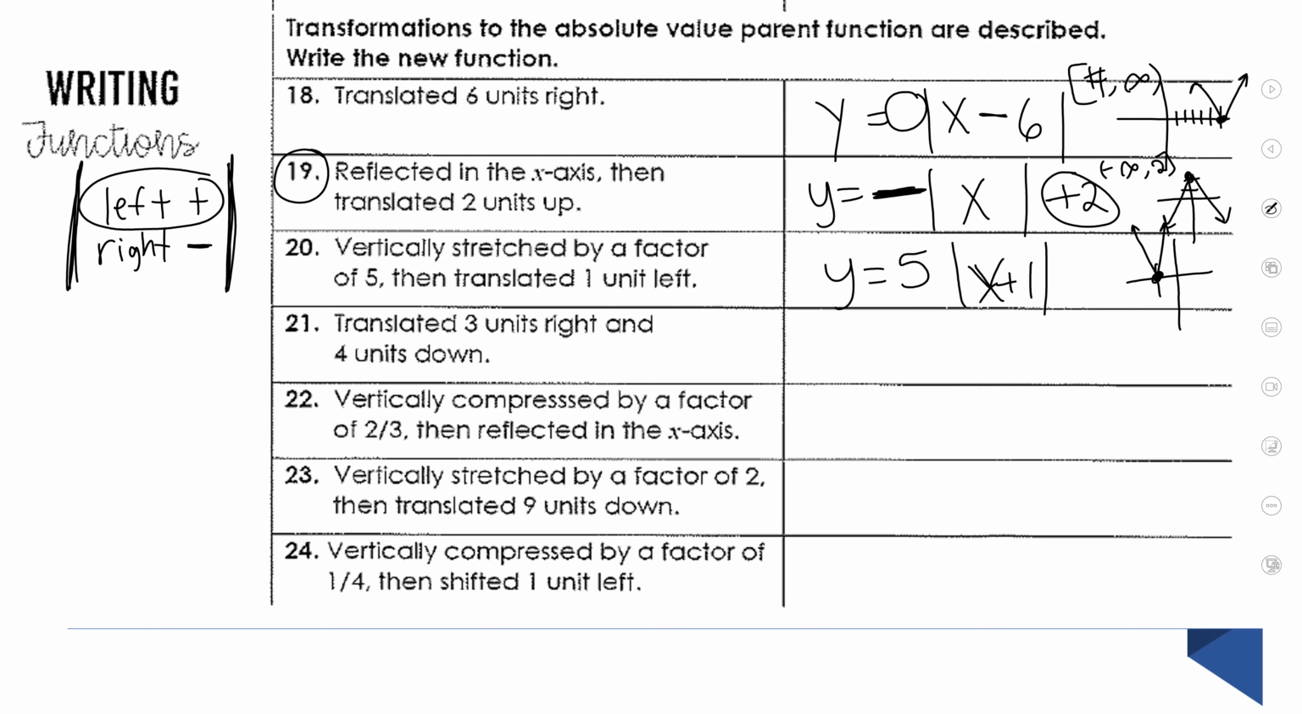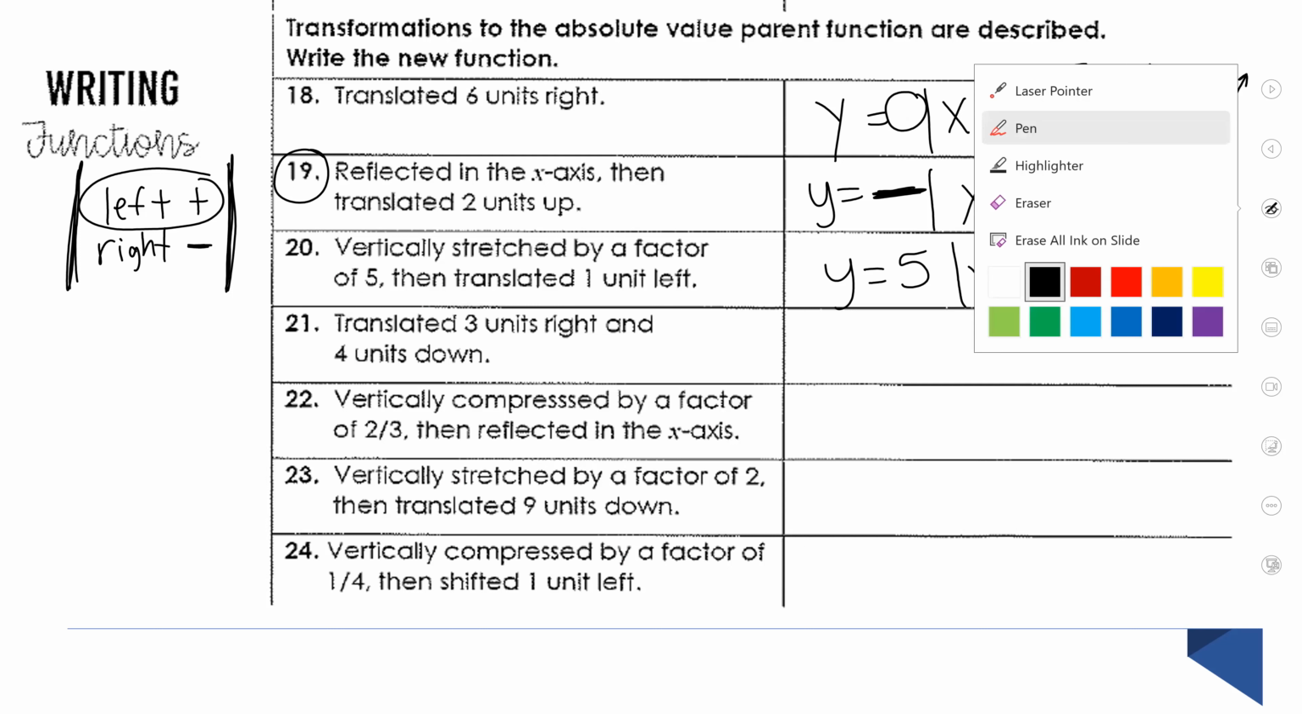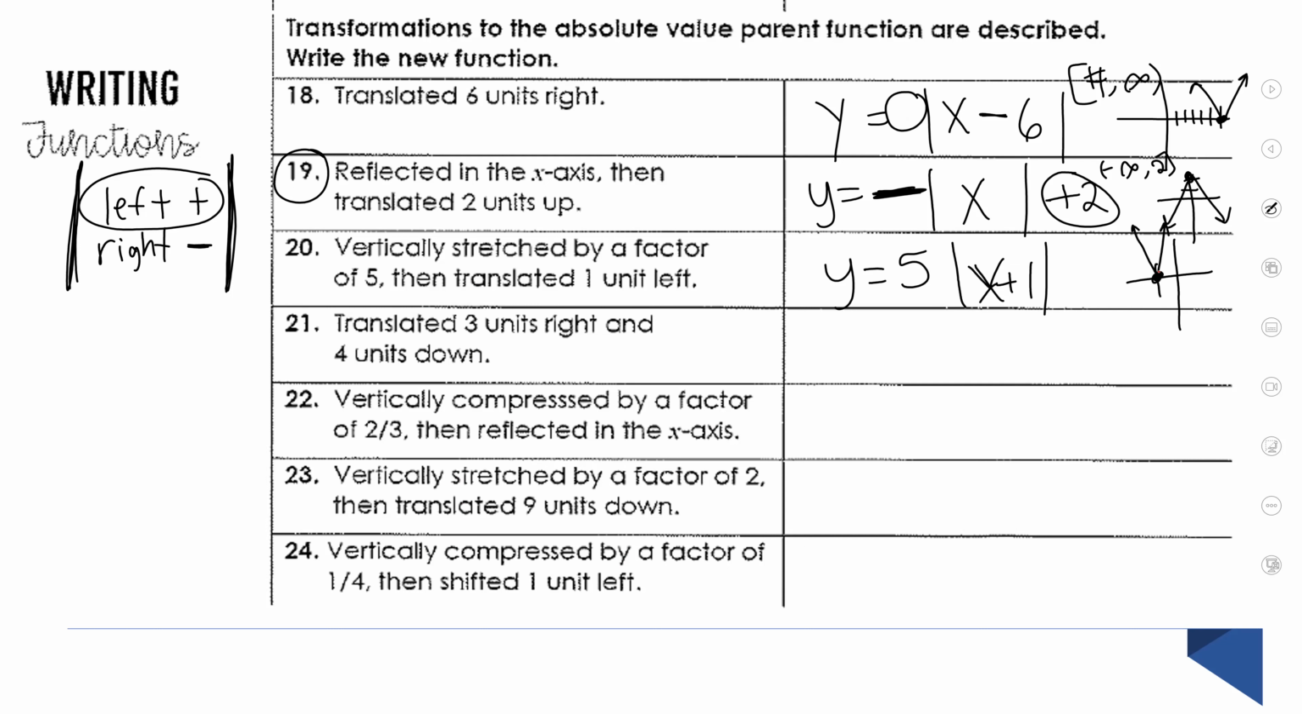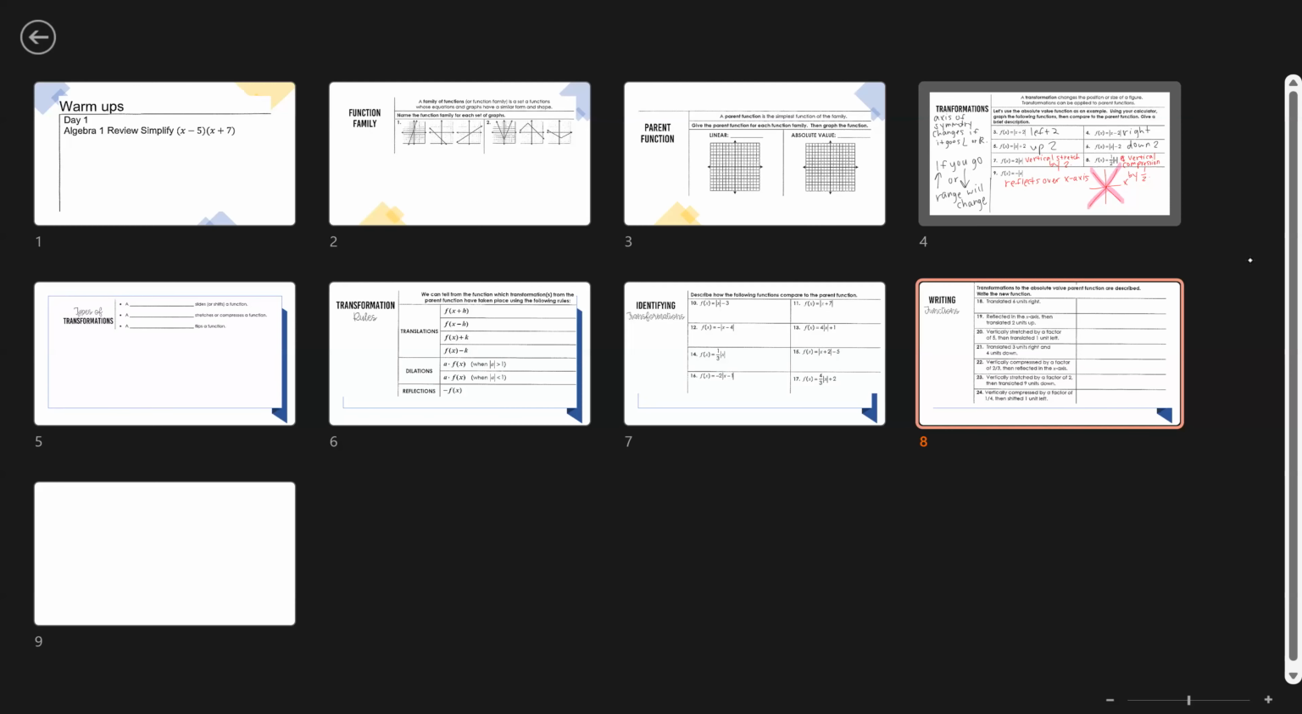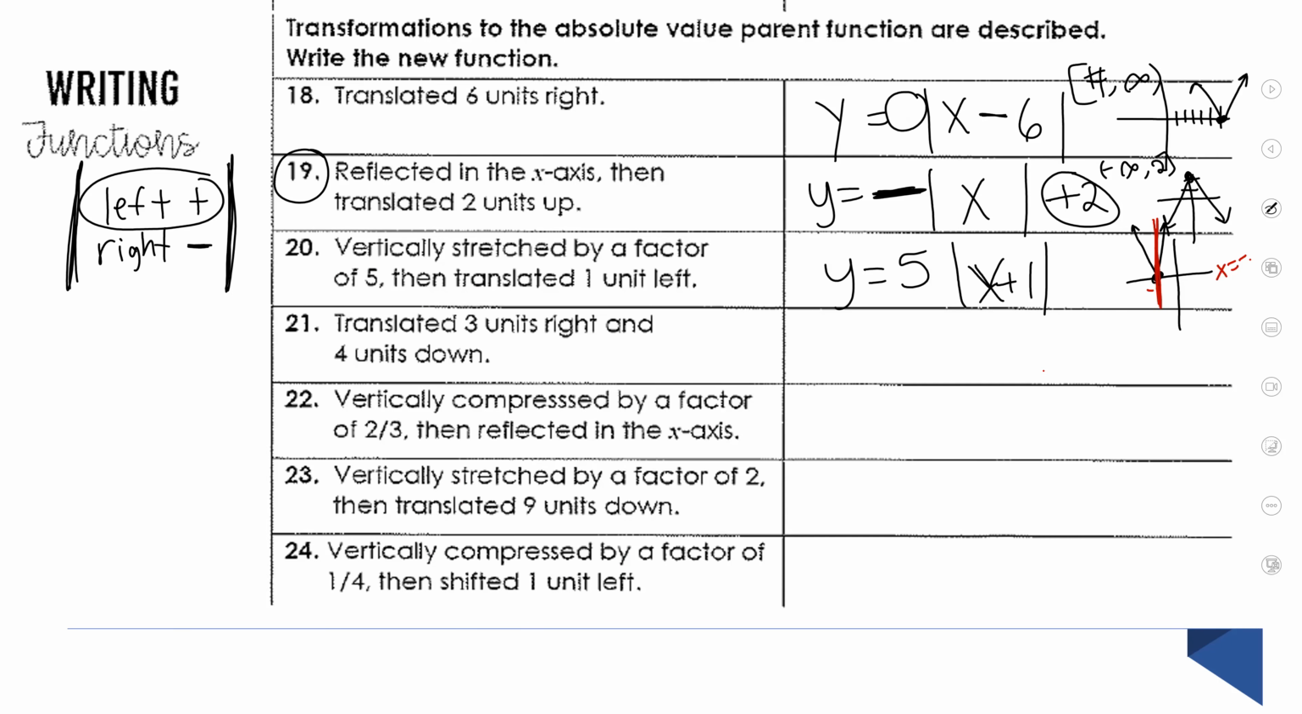So for this one, guys, what would my axis of symmetry be for this one? Here's the middle. Yep, it's the x-axis at -1 because it went to the left 1. So it would be x equals -1 would be the axis of symmetry. Okay, next one.